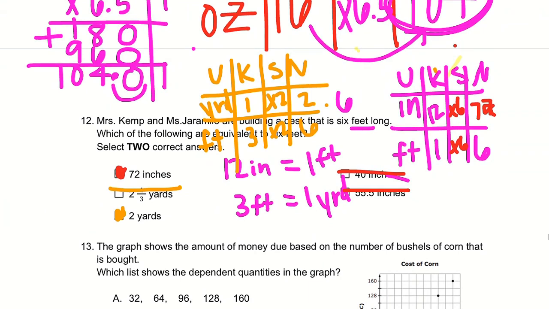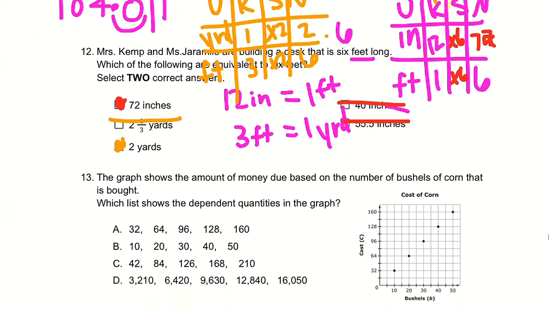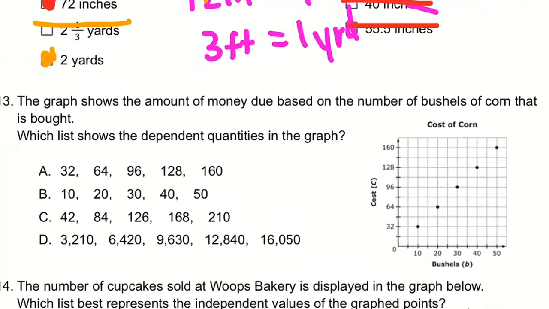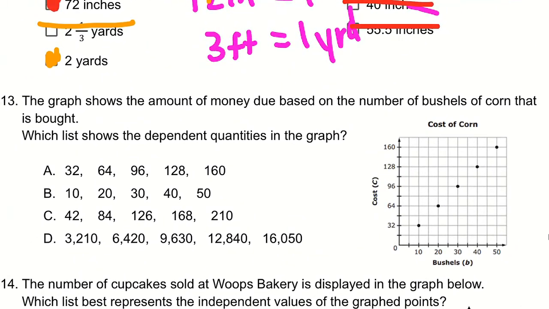Number 13. Okay, it says the graph shows the amount of money due based on the number of bushels of corn that is bought. Which list shows the dependent quantities in the graph?